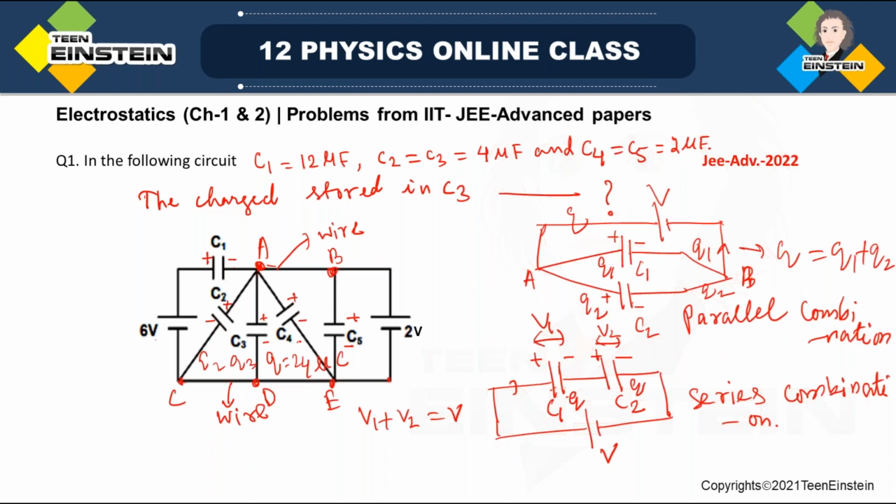Q4, and this is Q5. So if I add Q2 plus Q3 plus Q4 plus Q5, it will be 24 microcoulomb.